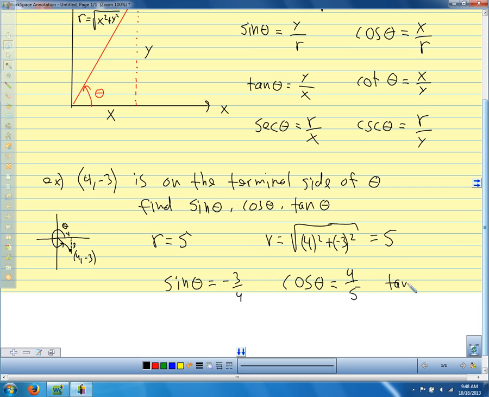And tangent theta, 3/4. And if I were asked to, or if I needed to, I could find my other three trig functions just by finding the reciprocals of these. So I can get all 6 trig functions from these. So questions on that example?